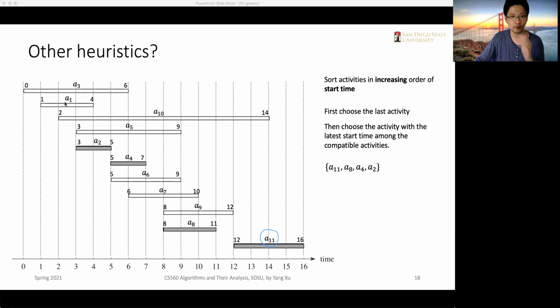if we have sorted all the activities with the increasing order of starting time. Okay, it doesn't necessarily work if we sort all the activities with the increasing finishing time. Okay, so I should write a counter example showing that if we sort the activities by increasing finishing time, then this heuristic would not work.